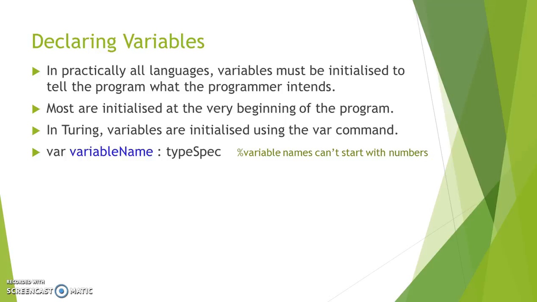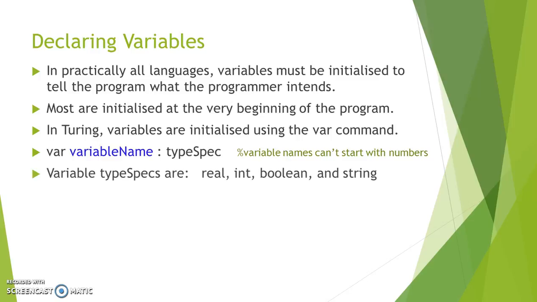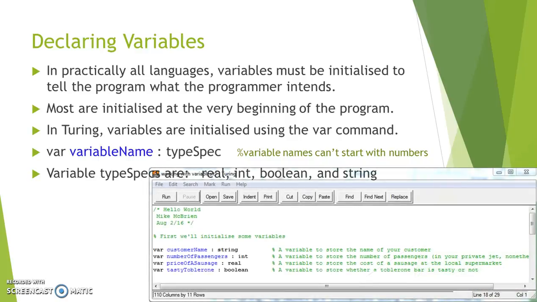Notice again I've made my text look like what's in the compiler, of course, with my comment that variable names are not allowed to start with numbers. Okay, and so here's some example code where I've declared a string, I've declared an integer, I've declared a real number variable, and a Boolean variable.